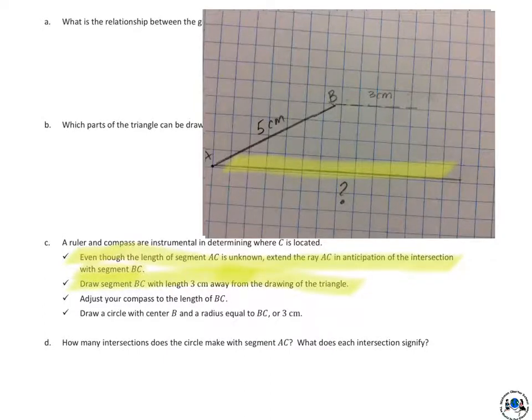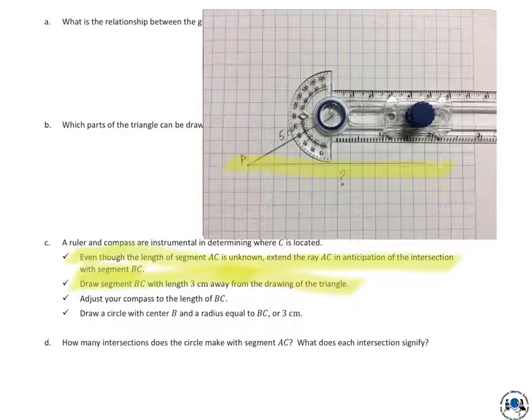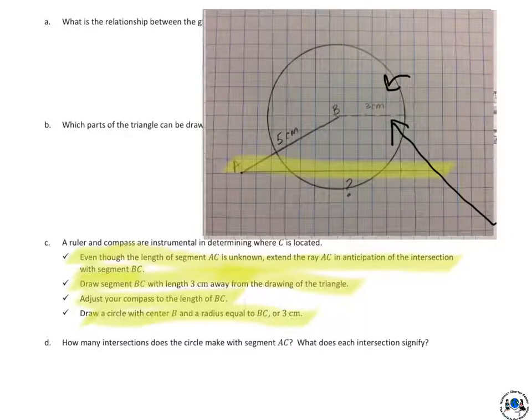Then adjust your compass. I went ahead and did that, and I have my compass here, and you can see it's set for 3 centimeters right there. From right there, I'm making point B the center. I'm not sure which compass you guys are using, but I like this one. My pencil point is going to go in there, and then I'm going to draw a circle with the center B and a radius equal to BC, or 3 centimeters. And when I do that, boom, I come up with that.